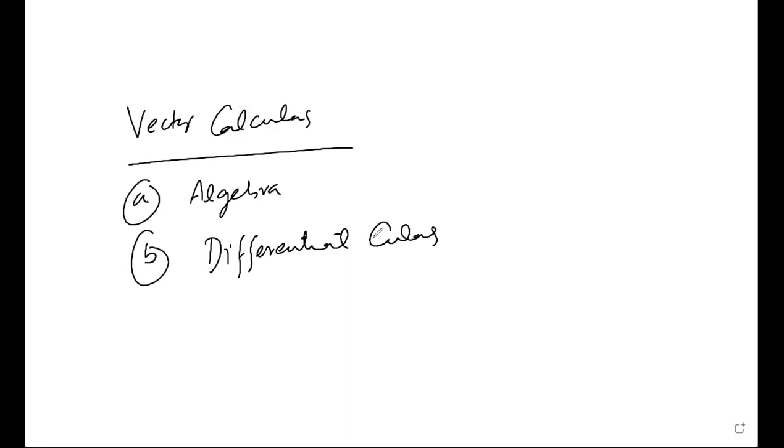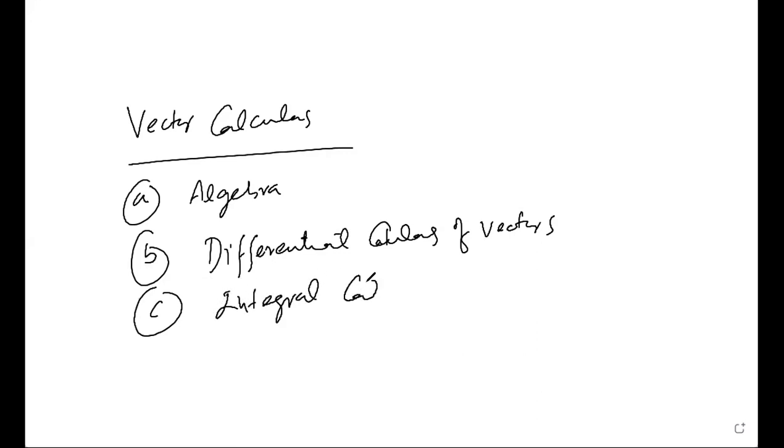of vectors. That was the point. And number C will be something very important that's called integral calculus of vectors, of course. So that's more or less what we are going to learn in vector calculus. And these are the things that are very relevant in the physical scenario where you are going to study physics. So differential calculus of vectors, I have mostly introduced the concepts before you.